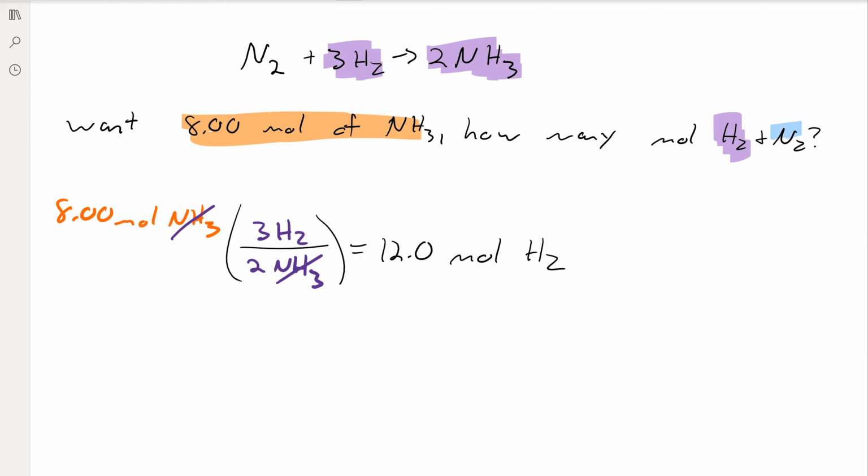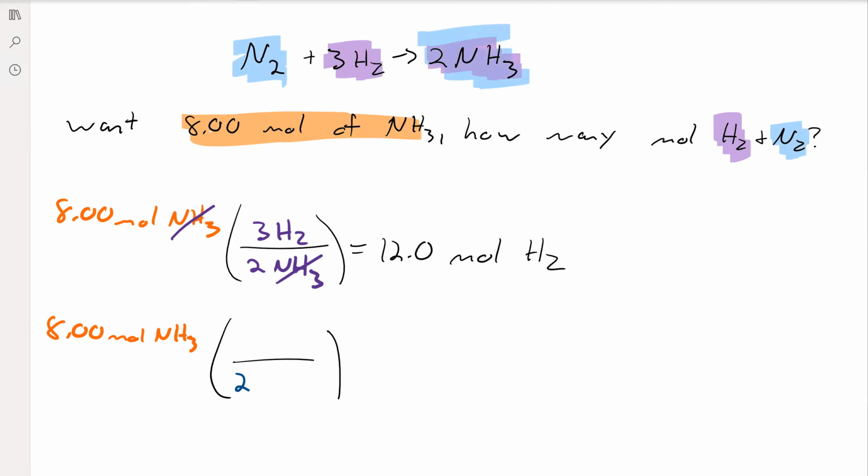And then I'll just repeat the process for N2. So I'll start off with my 8 moles of ammonia. And remember that the mole to mole ratio given in the chemical equation refers to moles, right? So then I have 2 NH3 gives me 1 N2. So I have 2 NH3 on the bottom, 1 N2 on the top. The NH3 and the NH3 cancel out. I'm left with moles of N2, which is exactly what I want. And then I do the math, and I get 4.00 moles of N2.